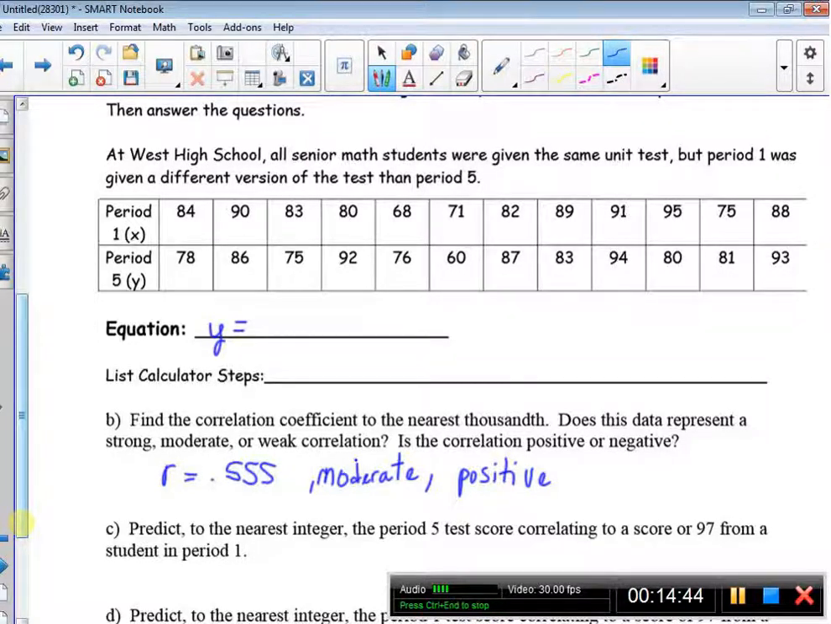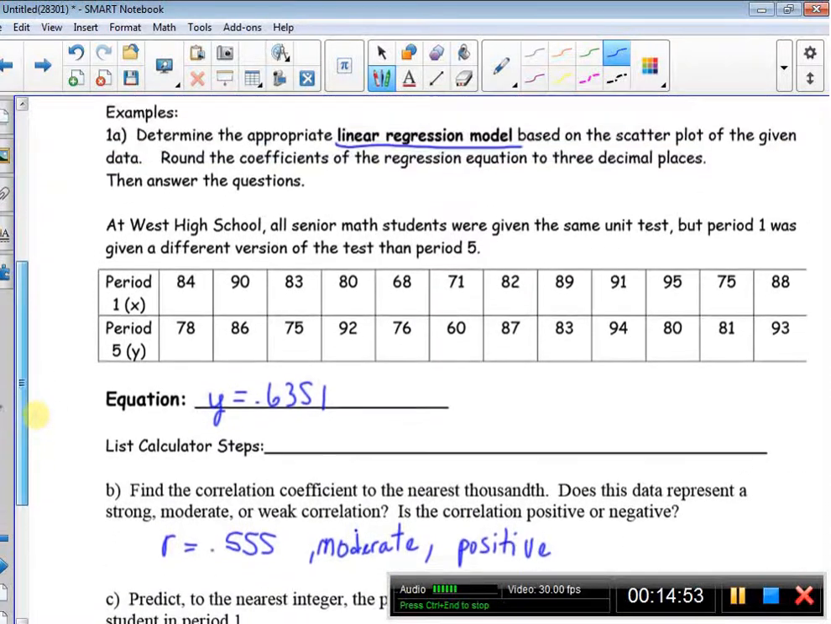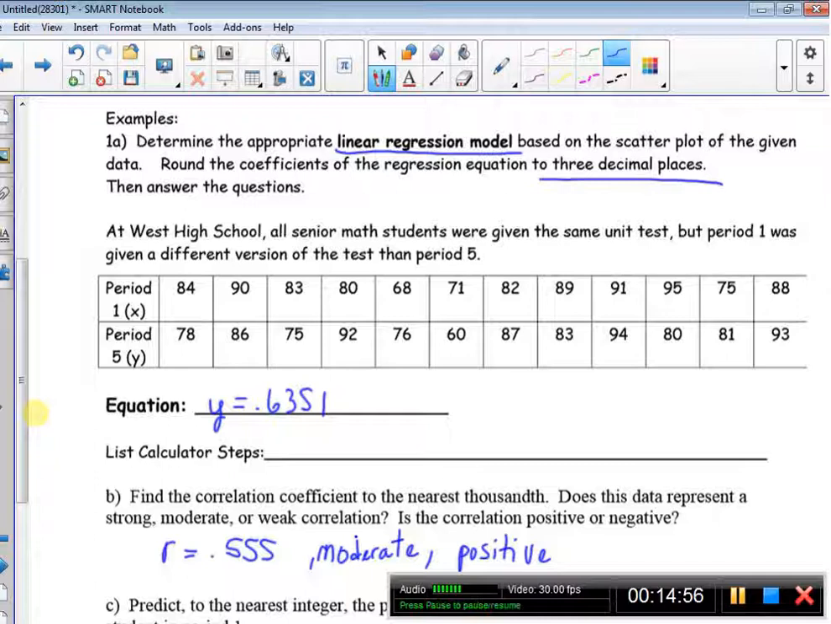Their equation was 0.6351. Yep, there was no mention of round. Oh, round the coefficients to 3 decimal places. Okay, so it's 0.635x plus 29.364.